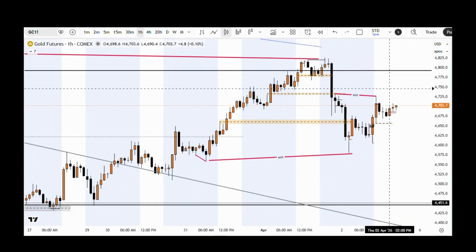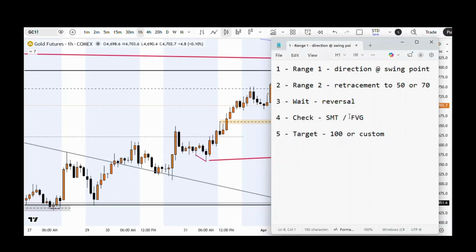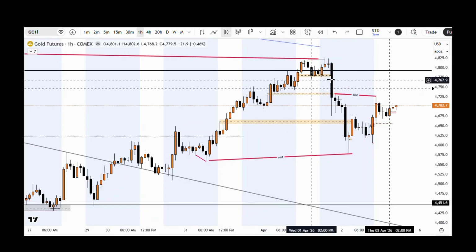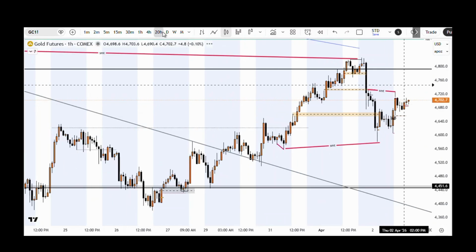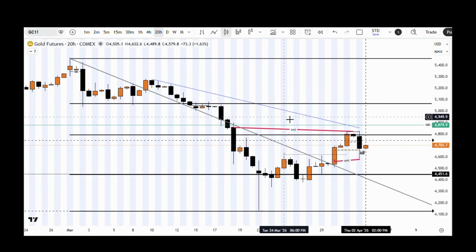Then we are looking for SMT. Now, SMT doesn't always occur, but SMT increases your confidence. So at that level, I have SMT. I'm already short here because I have SMT. And then you're looking for a fair value gap to overlap. Those are the 3 main ones. So if I go back to the 20 hour, this level, you have a fair value gap there, overlaps with the 50, has SMT. That's what I need. Now there are other things you can look for.